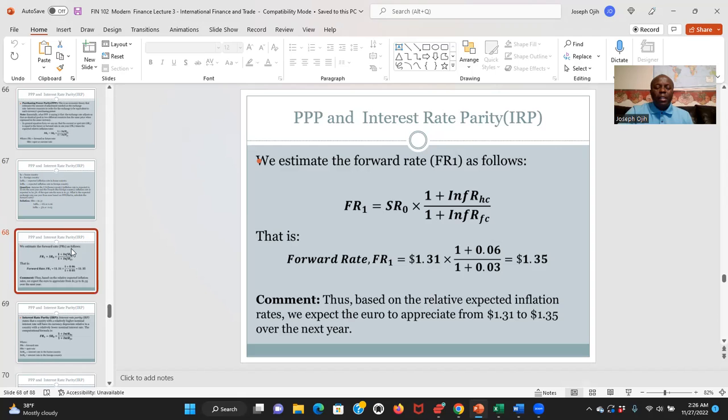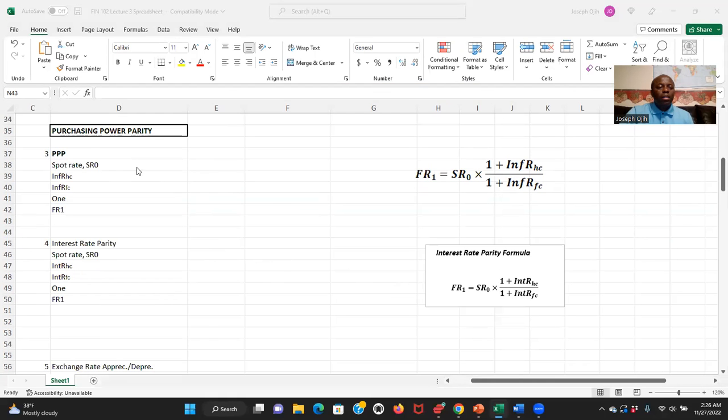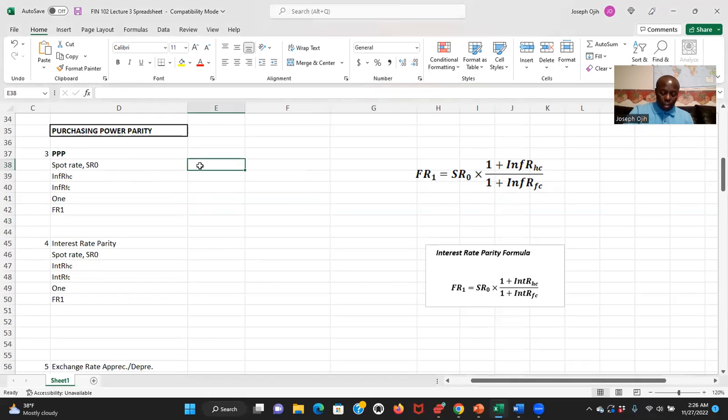So let me put them in Excel. I like to use Excel so I can easily manipulate and make changes. Okay. So again, you can see this. Let's put our data in. So the spot rate is $1.31. Okay. And I'll make it $1.